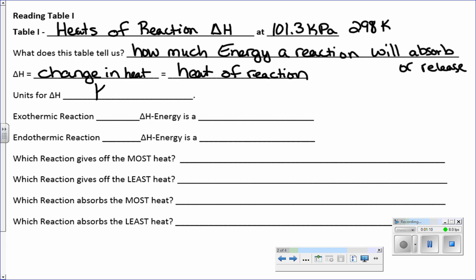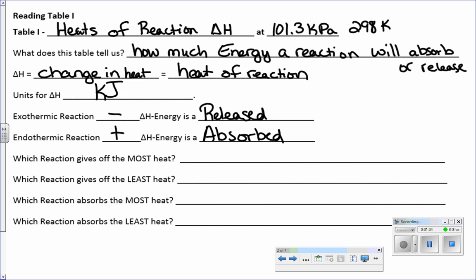The units for delta H are kilojoules, because joules are a measurement of energy. In an exothermic reaction, you're going to have a negative delta H, and this signifies energy is being released. In an endothermic reaction, you're going to have a positive delta H, and this signifies energy is being absorbed.